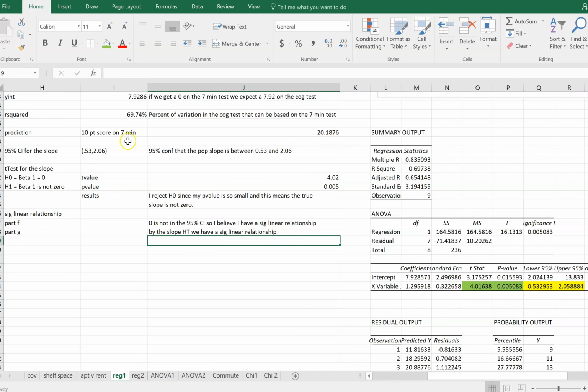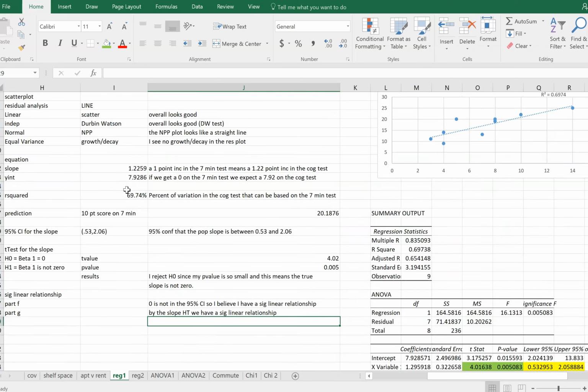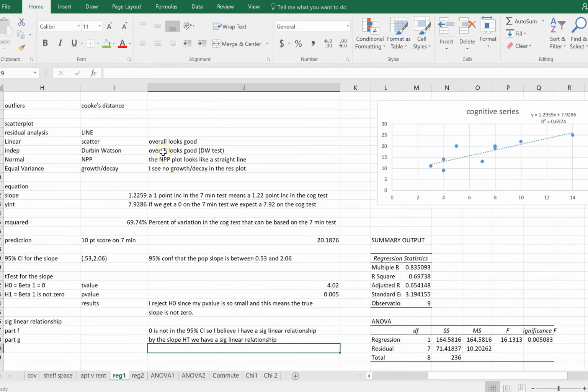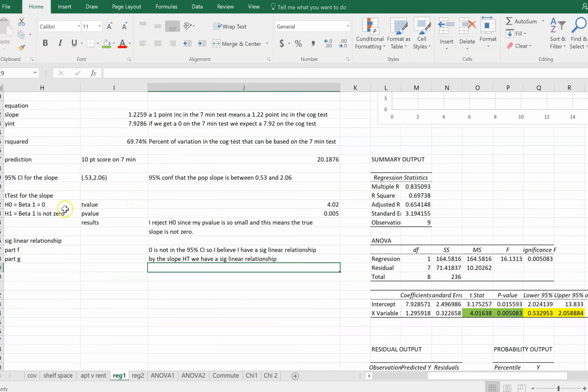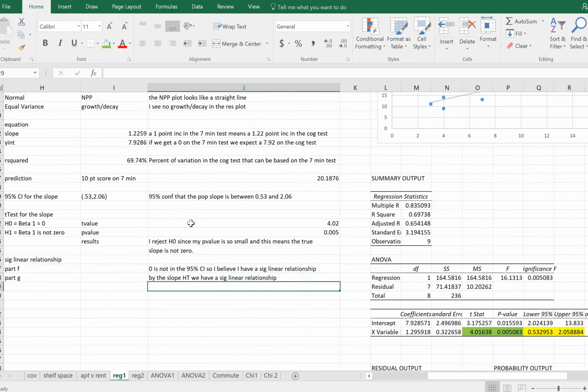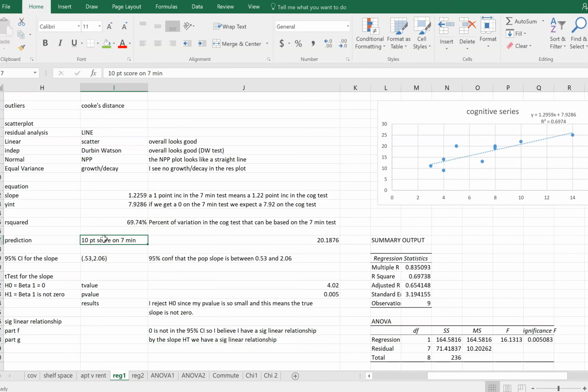Vice versa, same thing here. The confidence interval backs up my t-test. My confidence interval should always back up my t-test. My confidence interval does not contain 0, and that means, once again, we have a true significant linear relationship. So not only do the checks verify that I have a significant linear relationship, not only does my R-squared check it, but the t-test for the slope and the confidence interval for the slope verify it. This is also, when I make a prediction, I believe in my prediction. That's what it really comes down to.